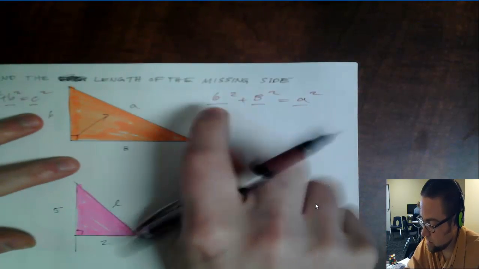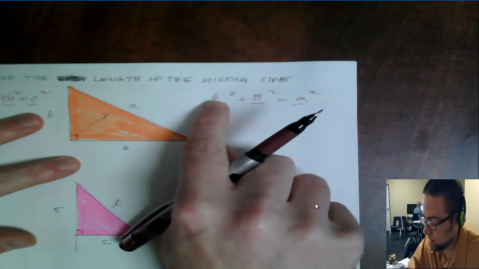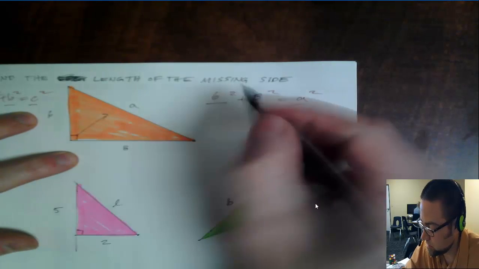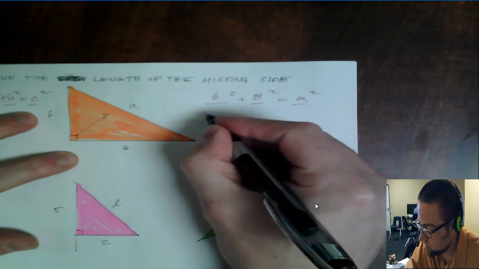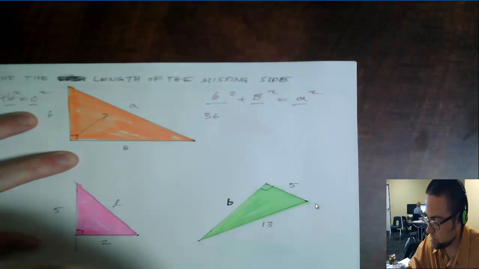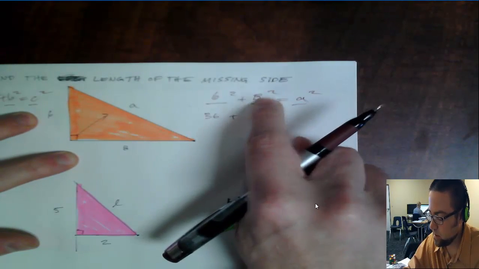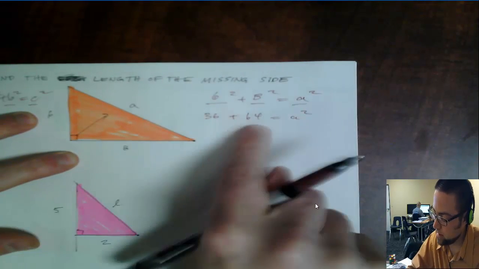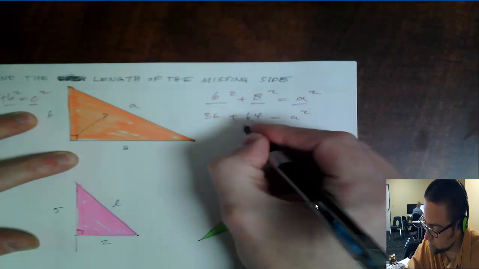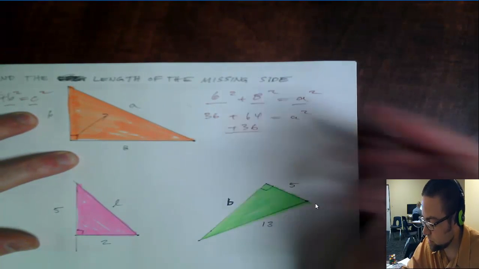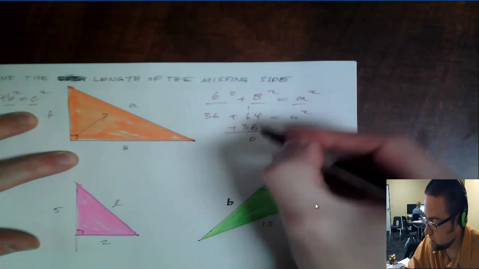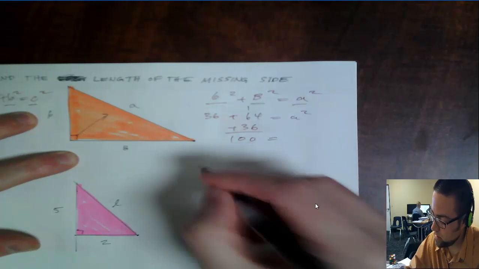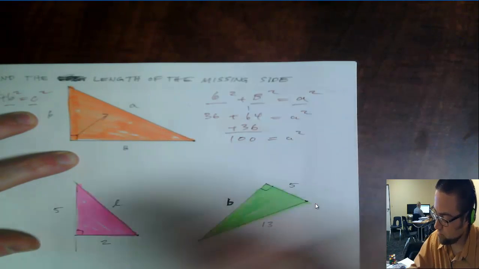Now, I said these were the legs. Why didn't I write 8 squared plus 6 squared? Well, actually it doesn't make any difference, and I'll show you that when we get to the end. So 6 squared is 6 times 6 is 36. 8 times 8 is 64 equals a squared, and then I add these two together, so I'll just drop it down here. 36 plus 64, 6 plus 4 is 10, 3 plus 6 is 9, plus 1 more is another 10. So I have 100 equals a squared.